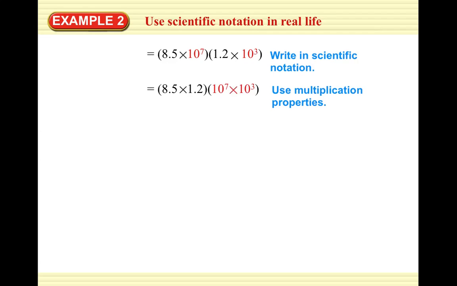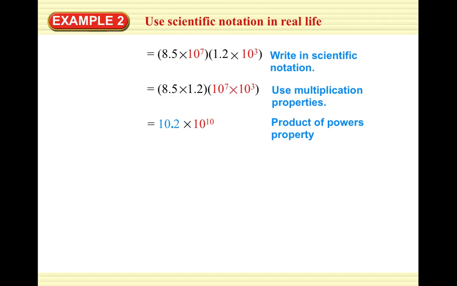Then, using our multiplication properties, I can rearrange this problem and put 8.5 times 1.2 together, and then 10 to the 7th times 10 to the 3rd together. Multiply them out, and simplify your exponents, we end up with 10.2 times 10 to the 10th power.